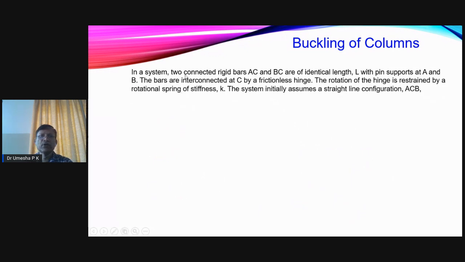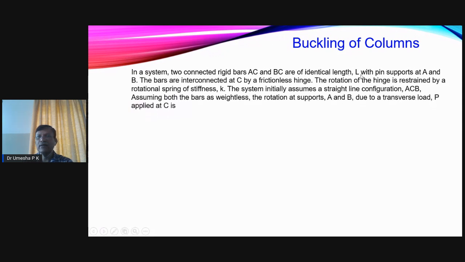In a system, two connected rigid bars AC and BC are of identical length L, with pin supports at A and B. The bars are interconnected at C by a frictionless hinge. The rotation of the hinge is restrained by a rotational spring of stiffness K. The system initially assumes a straight-line configuration ACB. Assume both bars are weightless. The rotation at supports A and B due to the transverse load applied at C is? So they've given different options.